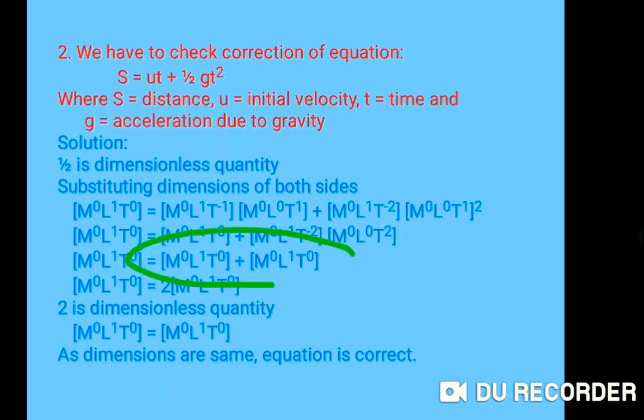Now add these two. These two are same, so simple addition gives 2 times. So M raised to power 0, L raised to power 1, T raised to power 0 is equal to 2 times M raised to power 0, L raised to power 1, T raised to power 0. Again, 2 is a dimensionless quantity, so we simply remove it, and we see that the dimensions are same, so you can say that the equation is correct.